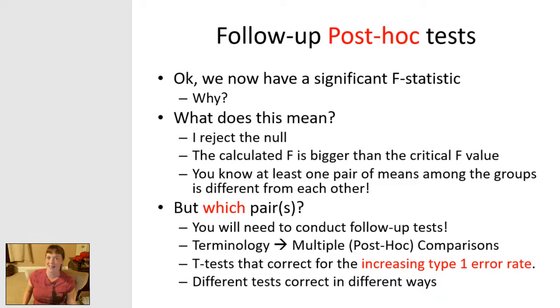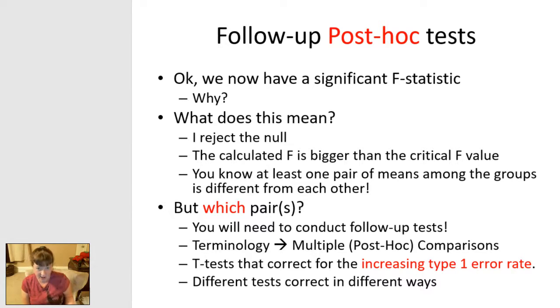The ANOVA doesn't get us out of work. We're still going to have to do all the t-tests to see which groups are different from each other. But the purpose of the ANOVA is to have a starting spot. It's a way in one test to determine if any of the means are different, having a true alpha of 0.05 where we do one test. Are any of the groups different? Well, now that we know they are, we can do some follow-up tests called post-hoc comparisons.